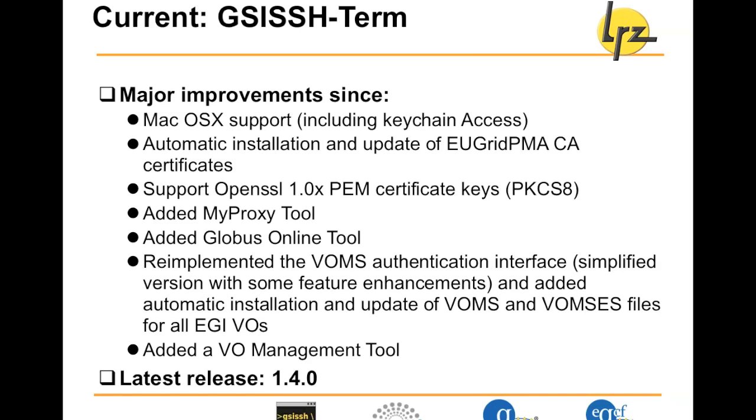We also added MyProxy tool, a Globus Online tool, and re-implemented the VOMS authentication interface. So we basically simplified it with some feature enhancement and also added the automatic installation and update of VOMS and VOMSes files for all EGI VOs. We had to re-implement the VOMS authentication interface due to a growing number of feature requests and bug fixes that came in. Finally, we added a VO management tool to enable users to easily manage the EGI VOs since there are hundreds of them. These are all available in the latest release 1.4.0.